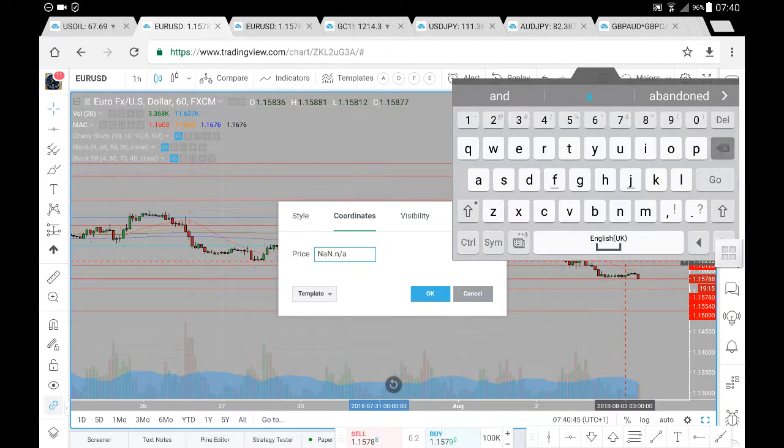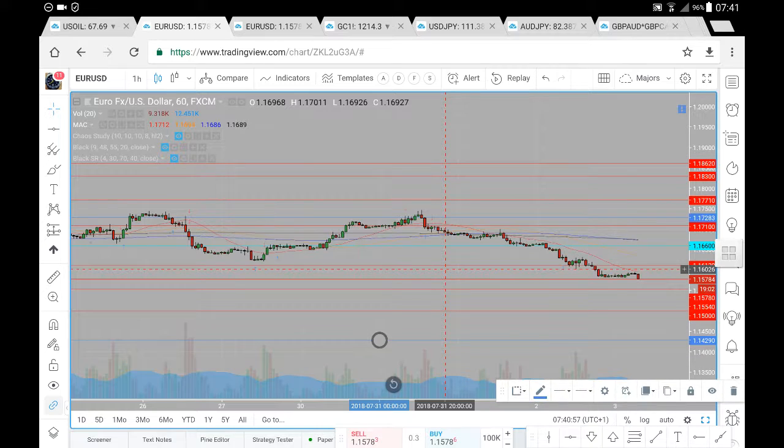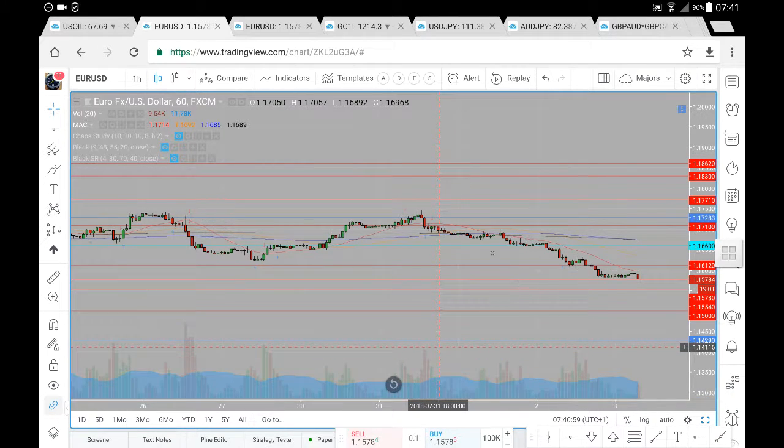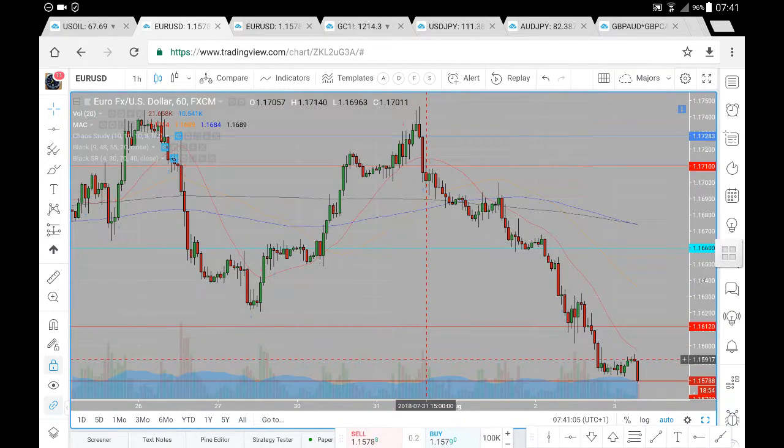Again, I wouldn't anticipate coming to focus, but it's an important reference point if we are to see the continuation of momentum to the downside here on the euro dollar. So we'll just save those drawings to the charts. So those are pretty much the levels that we are looking at here on the euro dollar.